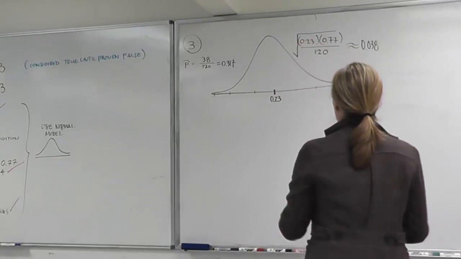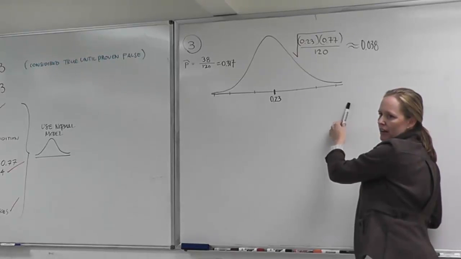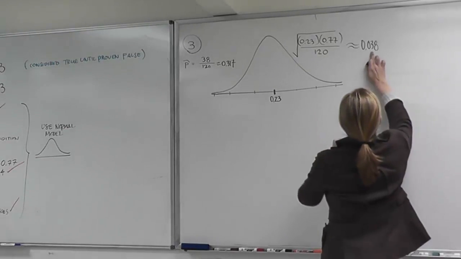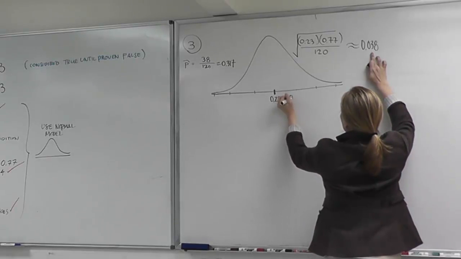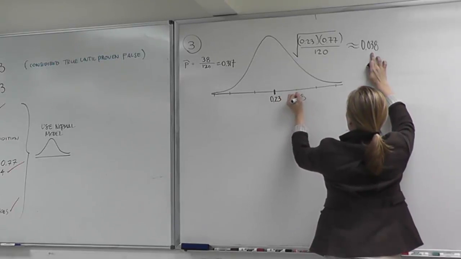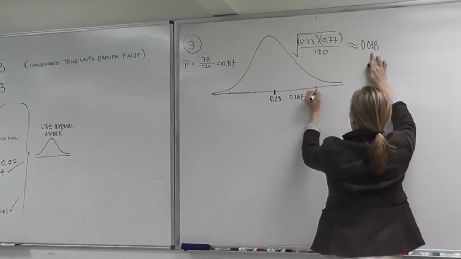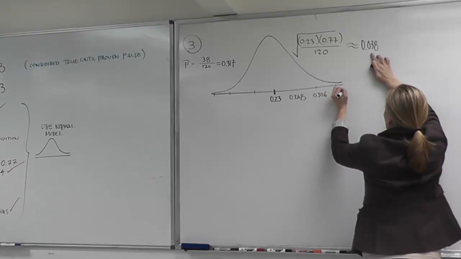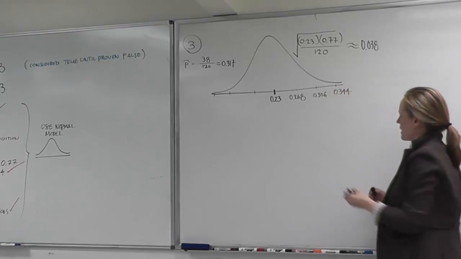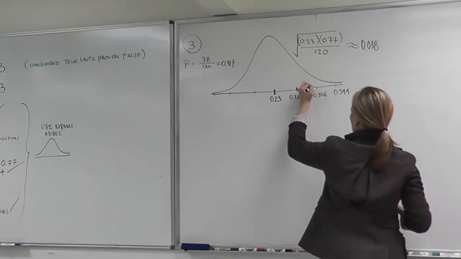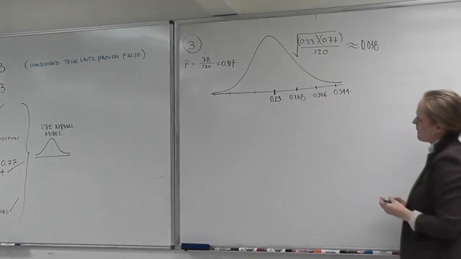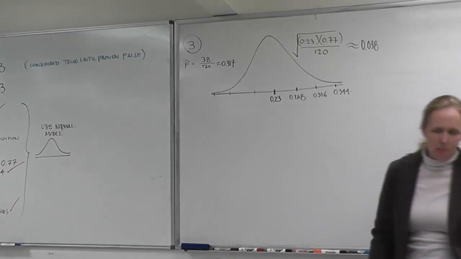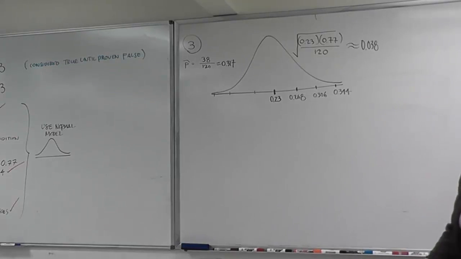I'm only going to bother labeling my tick marks to the right, since it seems like that's where my evidence is going to fall. So, goodness, I got to add this. 0.268. Excellent. 0.306. All right. 0.344. So that's 0.268, 0.306, 0.344. So again, right now, the null hypothesis has shown us as much as it can.